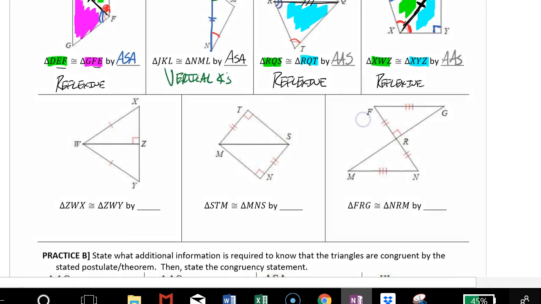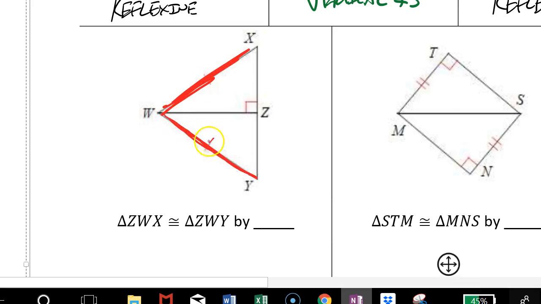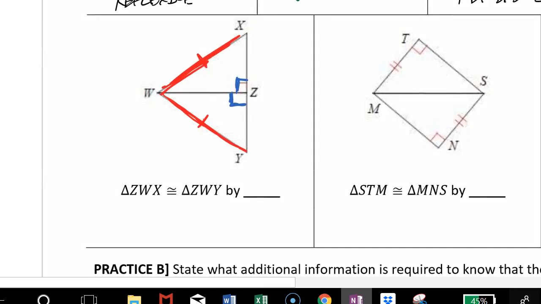Let's take a look at the other three examples. Here I am given that WX is congruent to WY. And once again, I am given a right angle. Now, if that's a right angle, that means that this is a right angle. That's the definition of supplementary. Linear pair, definition of linear pair.